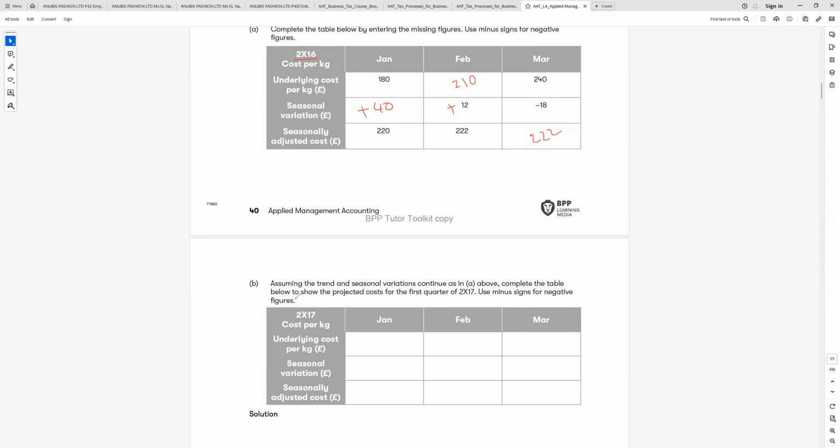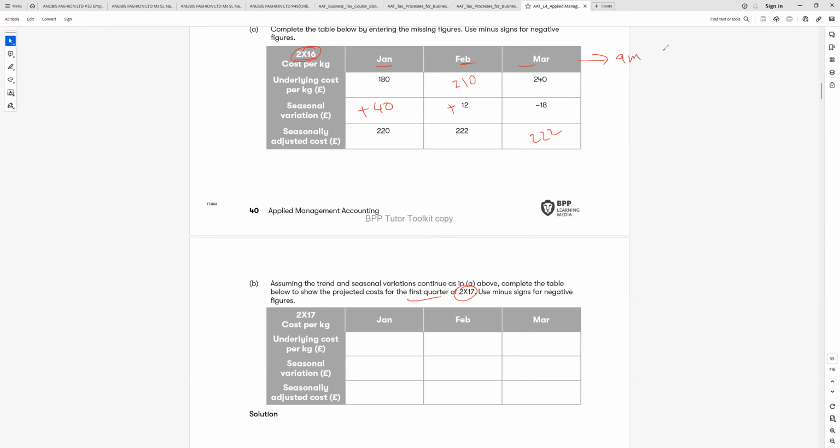All right, the next one says, assuming the trend and the seasonal variation continue as in A above, complete the table below to show the projected cost for the first quarter 2017. Use a minus sign for negative figures. Now we did 2016 before. Now they're asking for the first quarter of 2017. That means you have to extend it. Remember that we have 2016: January, February, March. So in 2016, we have another how many months? April, May, June, July, August, September, October, November, December. 9 months from 2016.